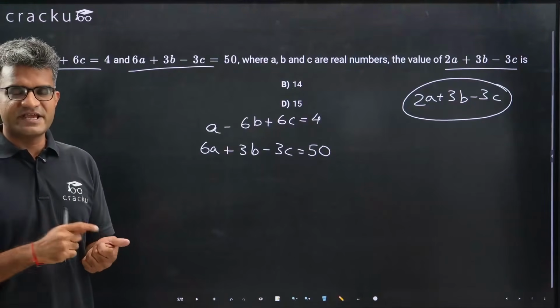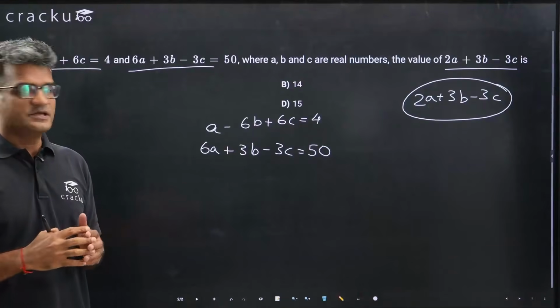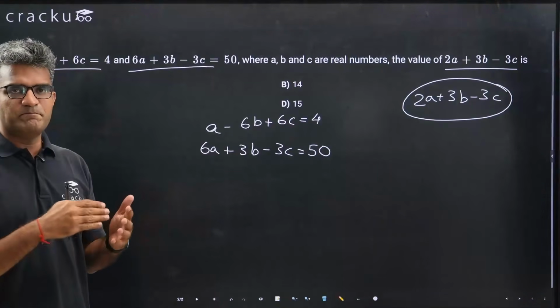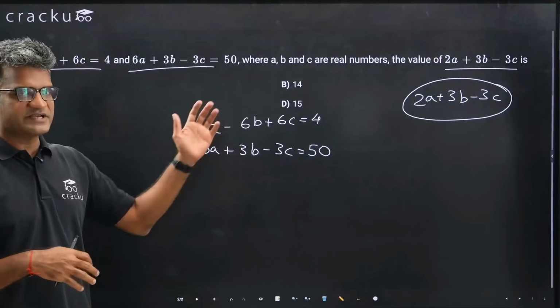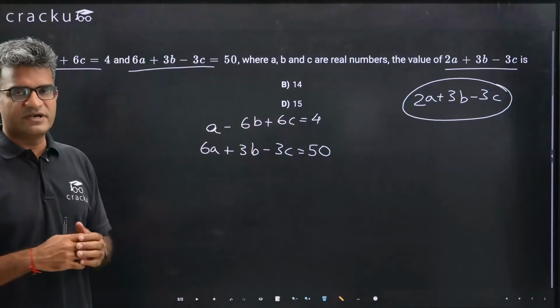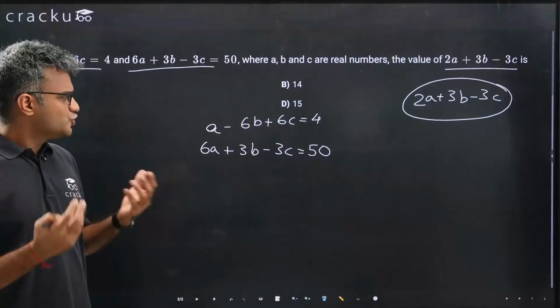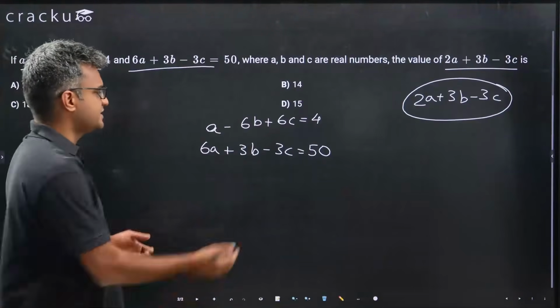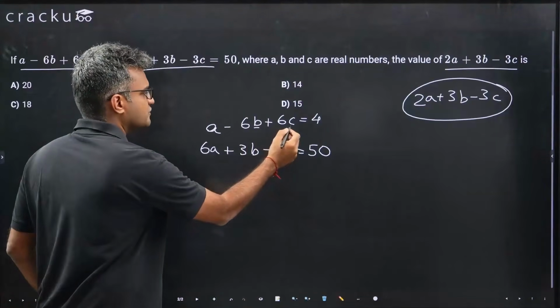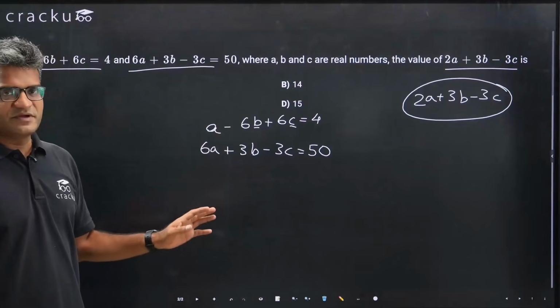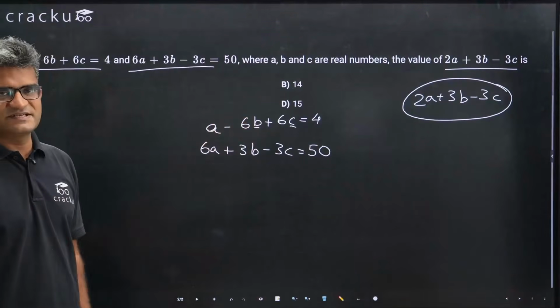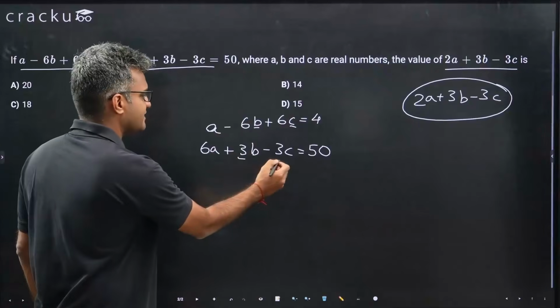The three variables are a, b and c, but we have only two equations. So we can't calculate the value of all three of them. So there has to be a different way in which we actually calculate the value of the required expression. To do that, one of the things that you should notice is that if you are looking at the coefficient of b and the coefficient of c, in both of the equations, the absolute value is the same. One of them is minus 6 and the other one is 6. Here it is 3 and minus 3.